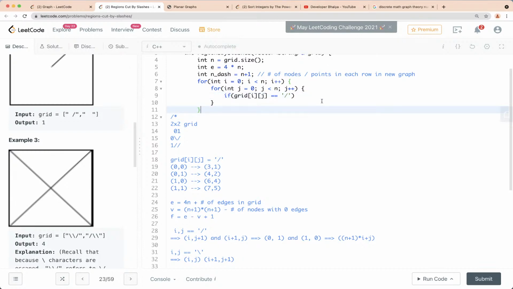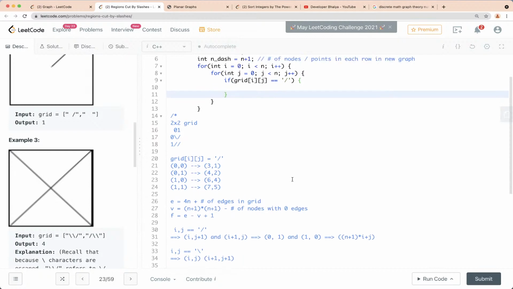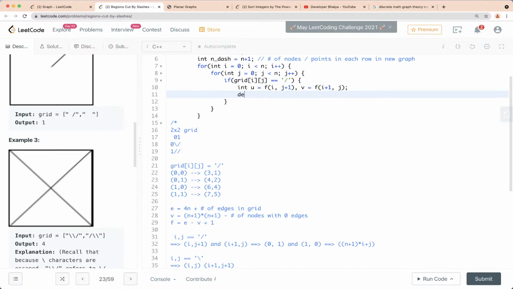Let's close this one. Where were we? If grid i j is this, we know that int u is f of i comma j plus 1 and v is f of i plus 1 comma j, and then we add an edge. So basically degree of u plus plus and degree of v plus plus, right?